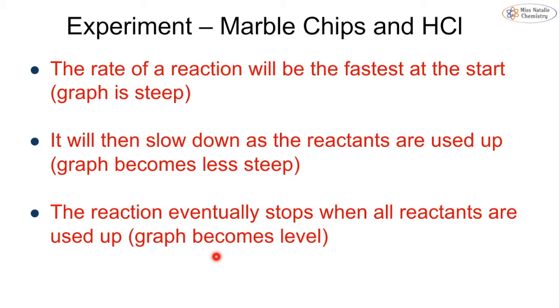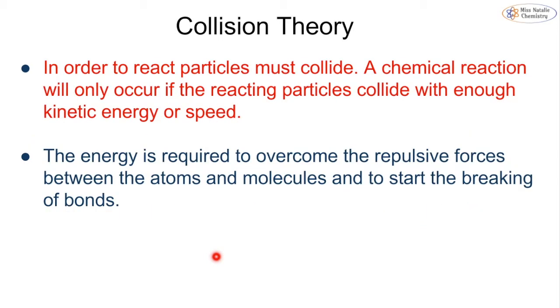Now what we can look at now is, well, how can we change that reaction? How can I make it faster, or how could I make it slower? And the way that we do that is we have to understand something called collision theory. Now, in order for the particles to react, they have to collide. So to collide, if you're not sure, it means to hit each other.